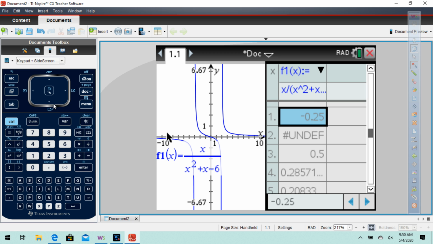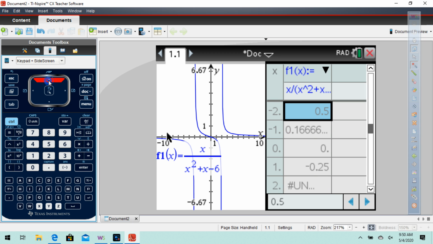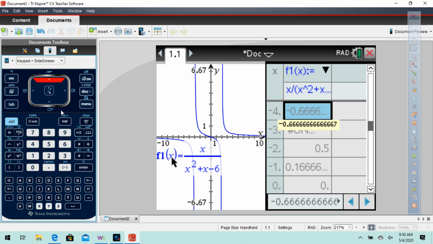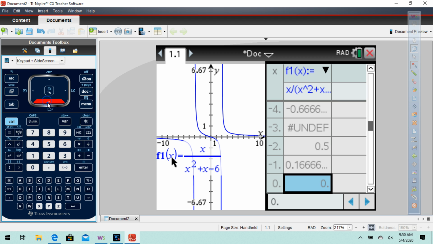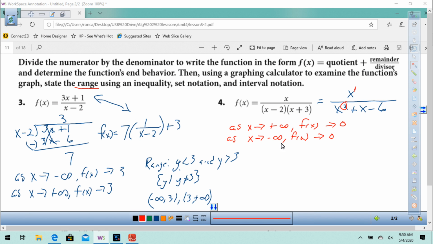But you got, let's see here. You got negative 0.66, and then it's undefined, and 0.5, 1, 0. No, it doesn't miss anything. So on the range, you can just say it's all real numbers.